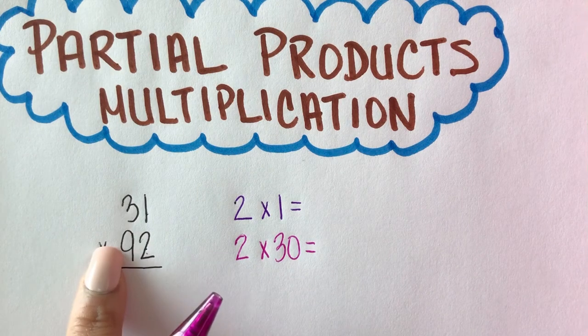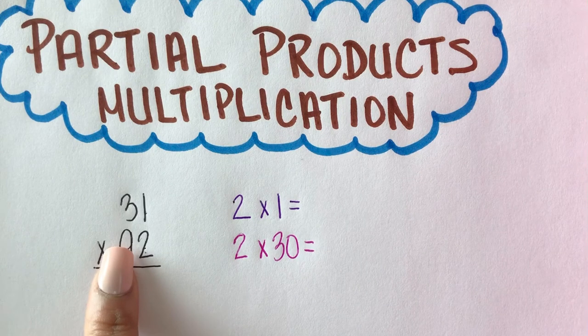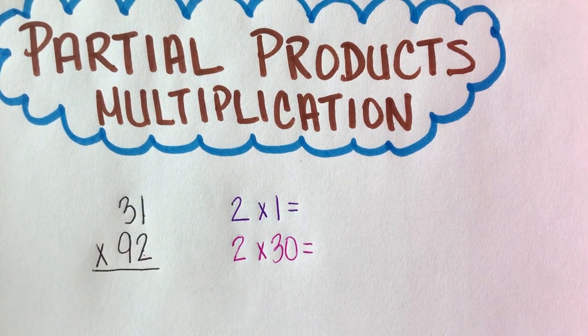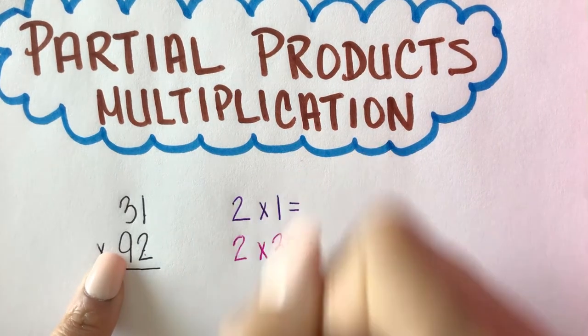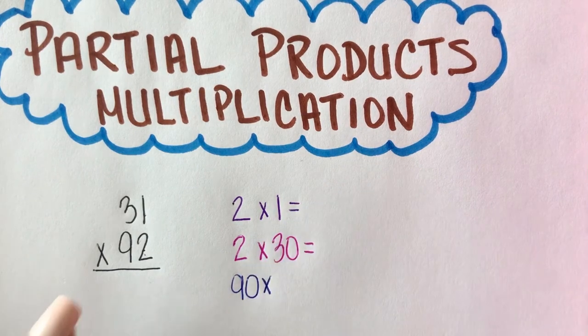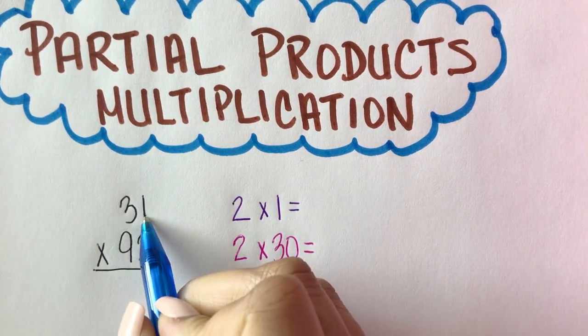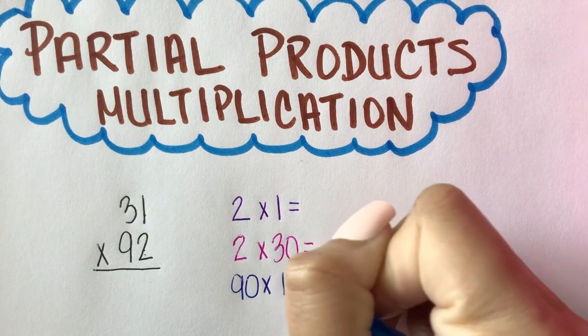We're going to move on to this 9. The 9 is in the tens place, so we're not multiplying 9, we're multiplying 90, because the 9 is in the tens place. So we're going to say 90 times this 1 at the top, which is in the ones place. So it's just 90 times 1.